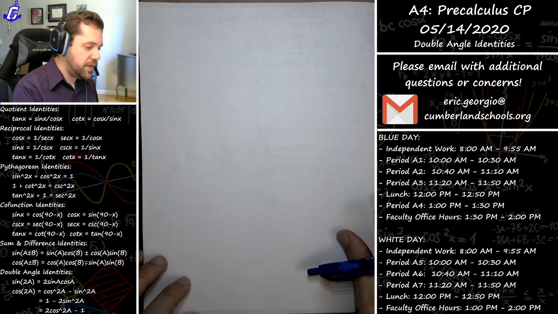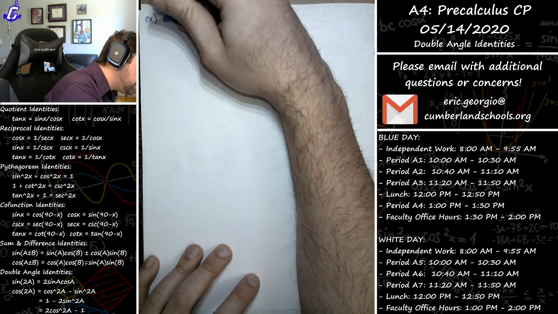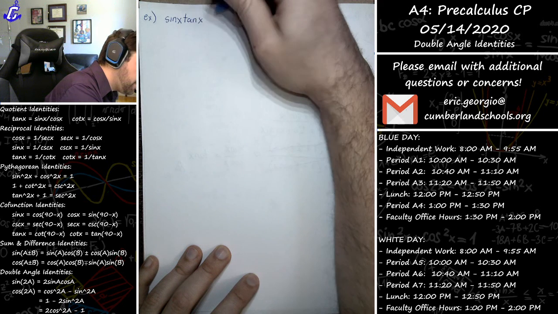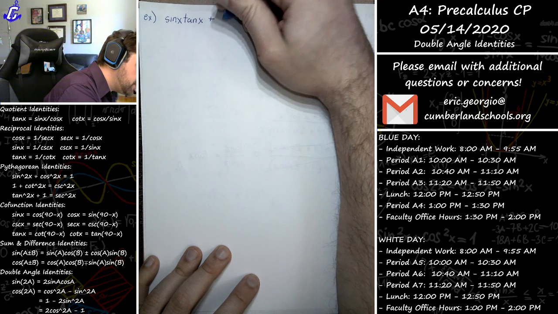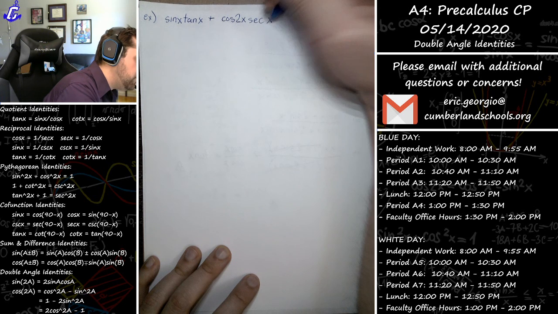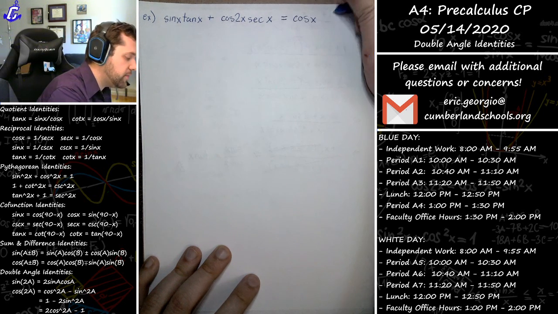How about something like this? This is the last one. Let's do the sine of x times the tangent of x plus the cosine of 2x times the secant of x. And we want to prove that that is equal to the cosine of x. Okay, so we want to prove that.